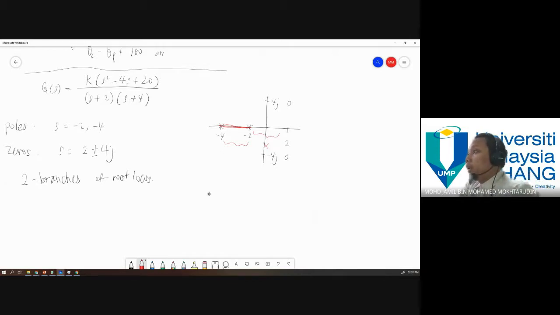And then on this section, you have 2 poles and 2 zeros, meaning that there is no root locus on the real axis. Okay, so the root locus will exist on the real axis at this part only.